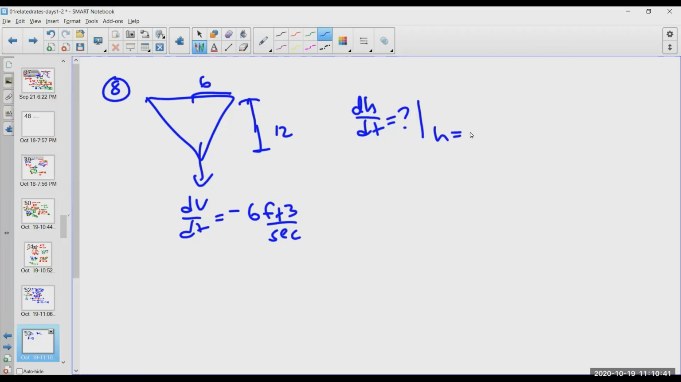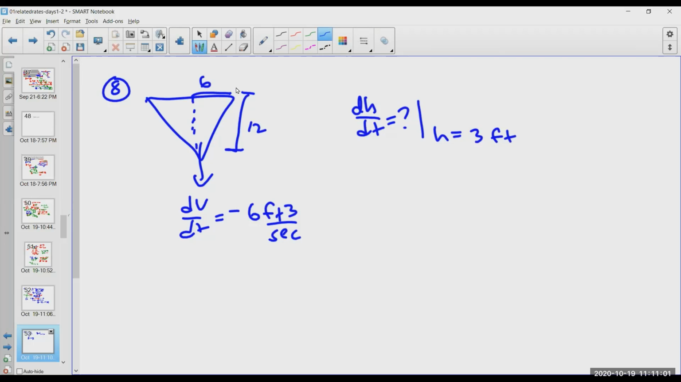When the water is what? When the height is 3 feet. 3 feet. Okay. Is everybody good on this setup? You've got a cone. You've got a radius, which is 6. You've got a height, which is 12. So this height is 12. I always think it's a metal cone. I mean, it might be plastic. I have no idea. But it's a metal cone.